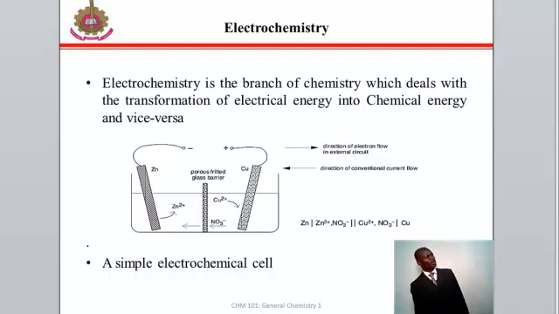The direction of flow of electron is from the negative to the positive, and normally current flows in opposition to electron. So if the current is flowing now, it will flow from the positive to the negative, whereas the electron will flow from the negative to the positive.